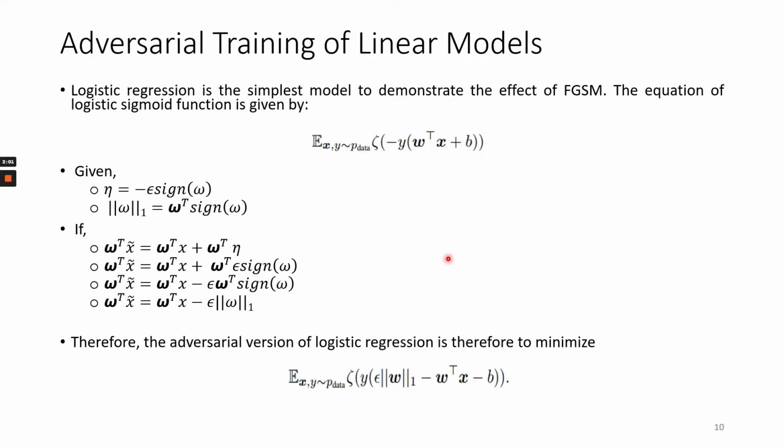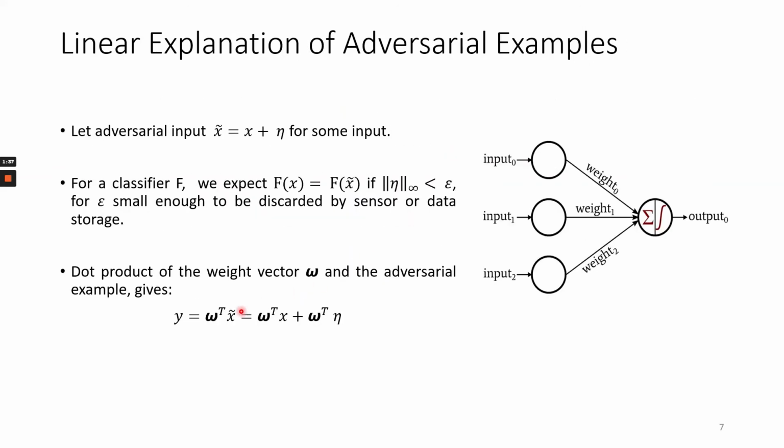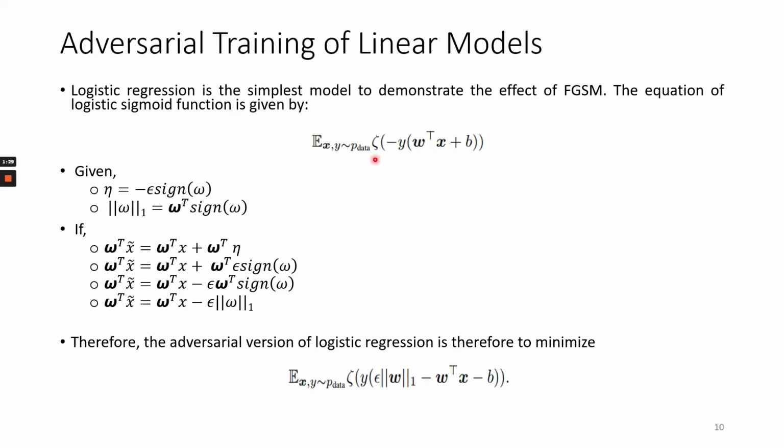So let's take as an example a simple case of logistic regression, so that we can see how the FGSM affects it. The equation of the simple logistic sigmoid function is given here. If we go back a few slides, we can see that the perturbation is given by this equation, which we'll now try to substitute into the equation given here. To do so, I have shown the derivation over here very briefly.